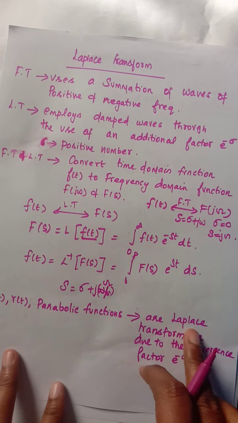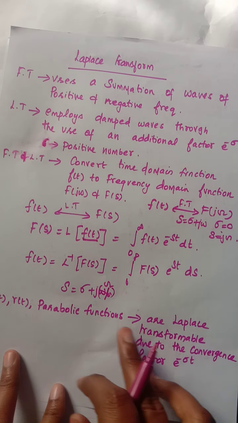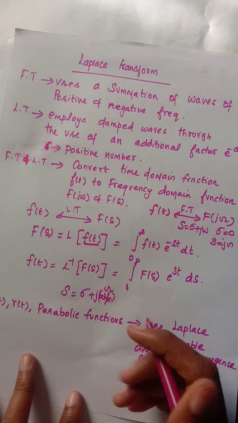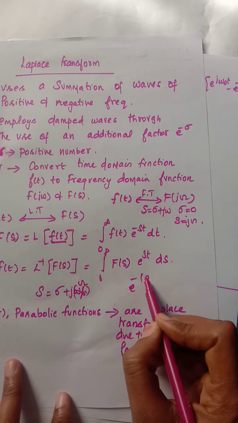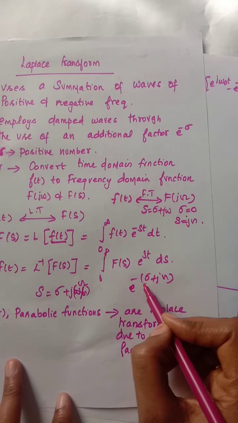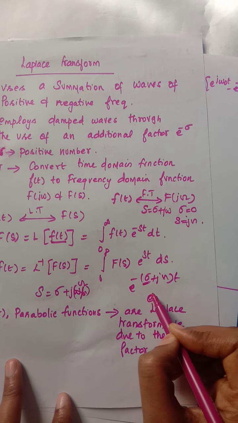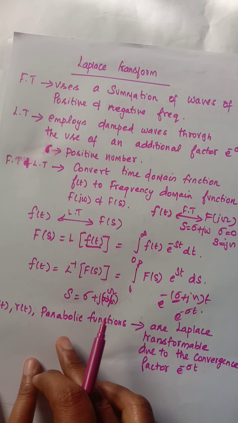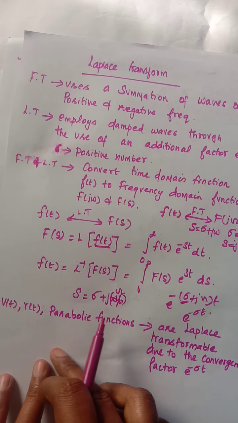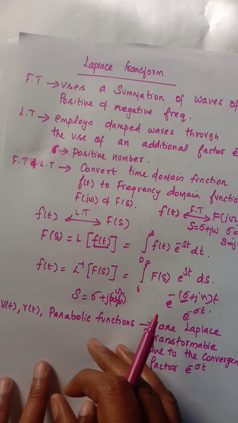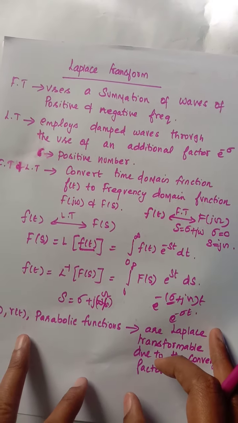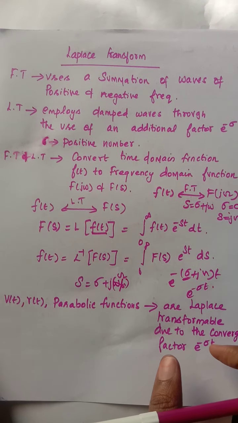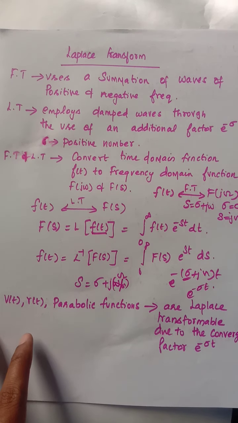so it is difficult to find the resultant for this. But in the case of the Laplace transform, due to the convergence factor, e power minus sigma plus j omega, the integral of this is absolutely integrable, so we can easily find the equivalent for this. This is the difference between the Laplace transform and the Fourier transform.